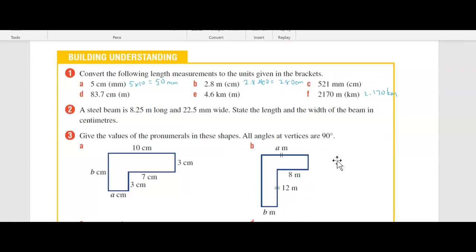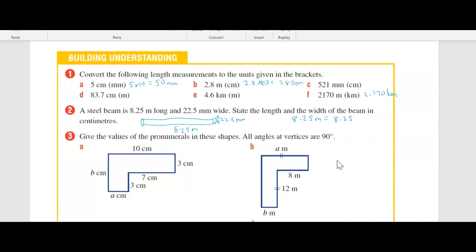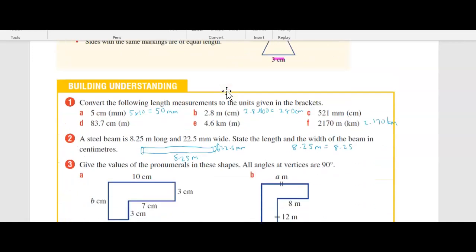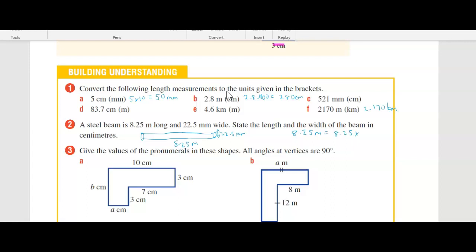All right, a steel beam is 8.25 meters long and 22.5 millimeters wide. State the length and the width of the beam in centimeters. So let's just draw it first. So a steel beam. It's 8.25 meters long and 22.5 millimeters wide. We'll do the 8.25 first. So 8.25 meters, going from meters into centimeters, we multiply by 100. And what do we get? 825 centimeters.